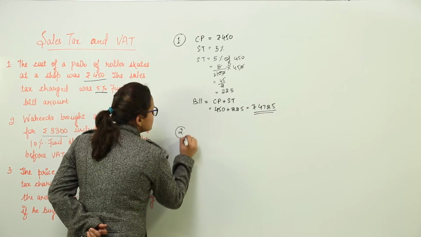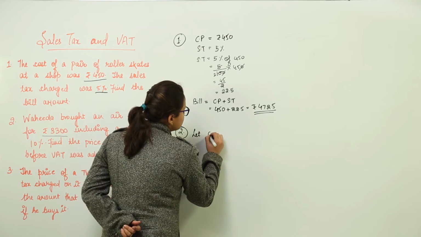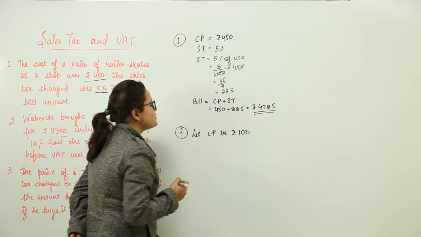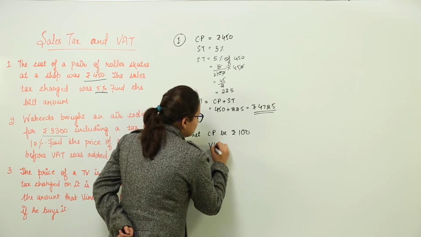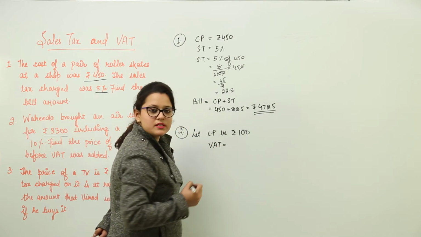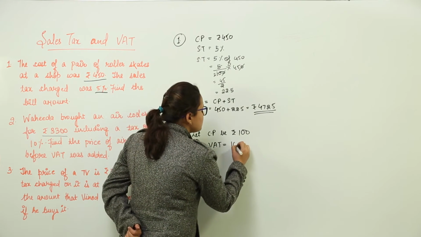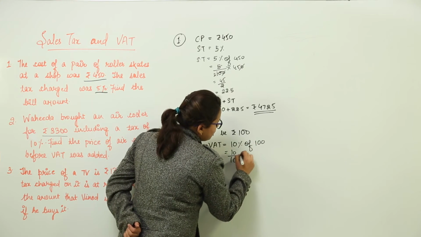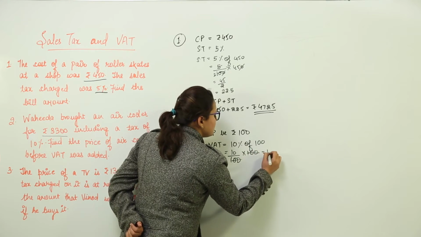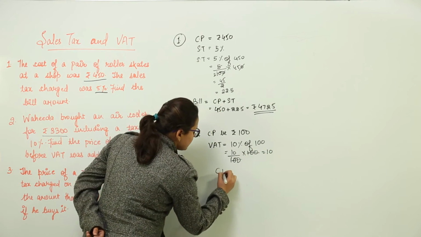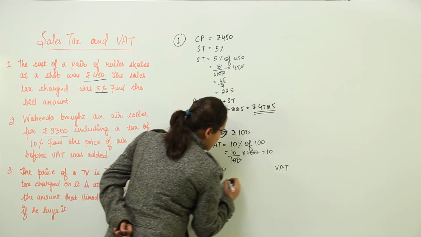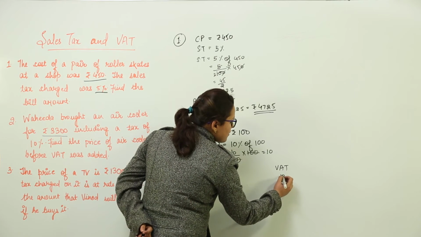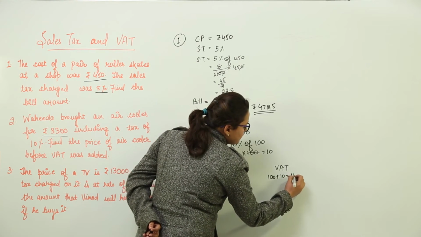First of all, let us assume that the CP is rupees 100. Let CP be rupees 100. Now tell me, if CP is rupees 100, what will be the VAT on this? 10% is given to us. So how much will be VAT on rupees 100? 10% of 100. We get 10 upon 100 into 100, that is rupees 10. So if we have the cost price rupees 100, the VAT on that would be rupees 10, plus your 100, that makes it 110.